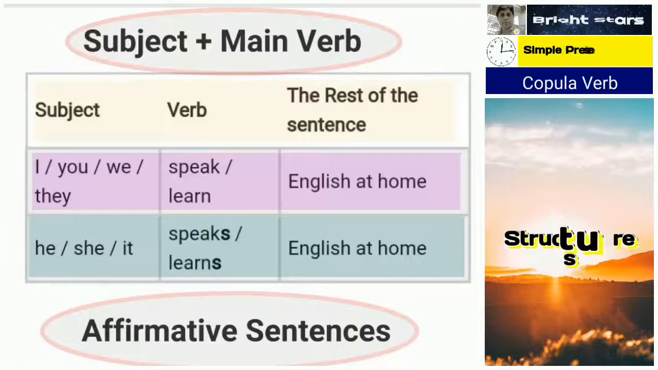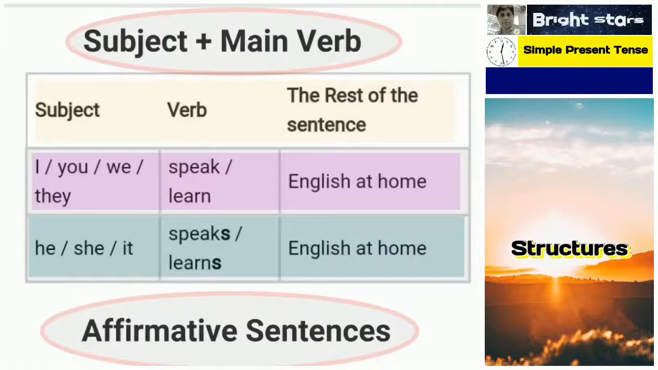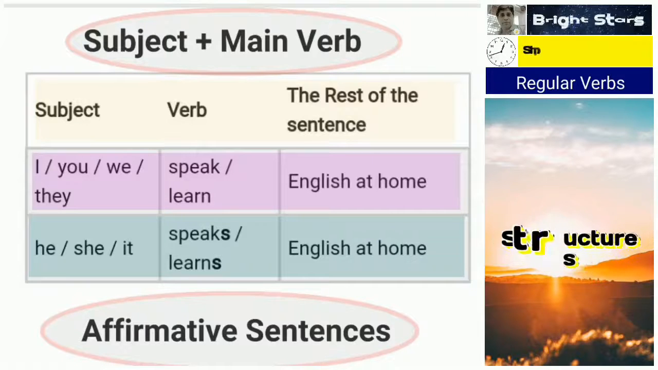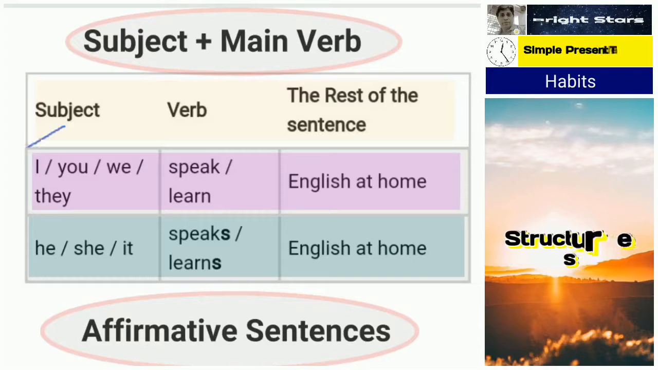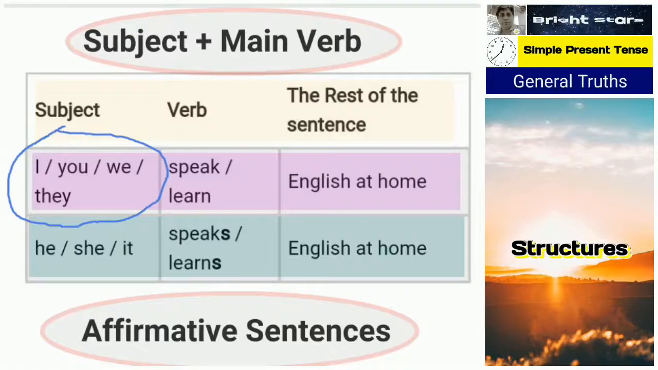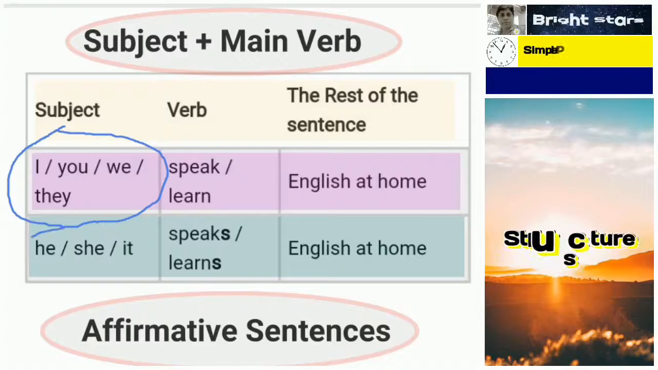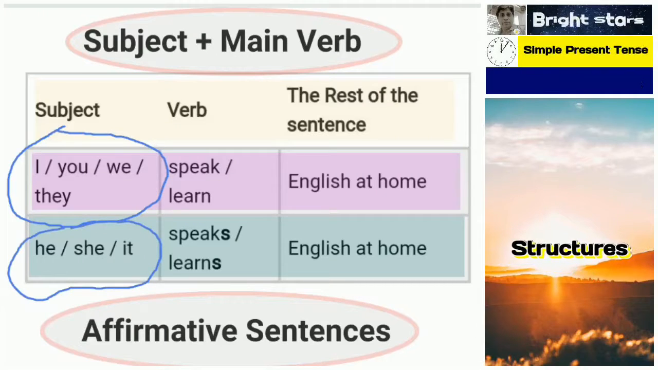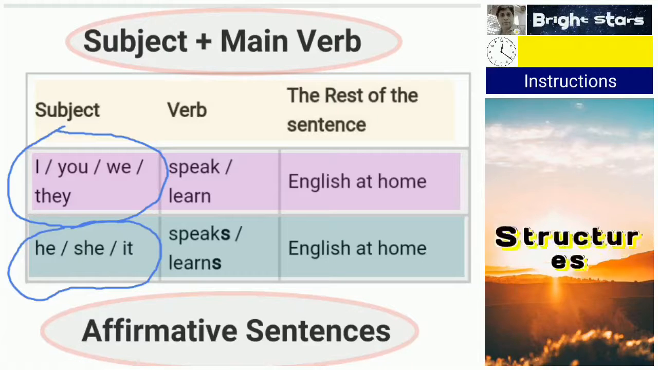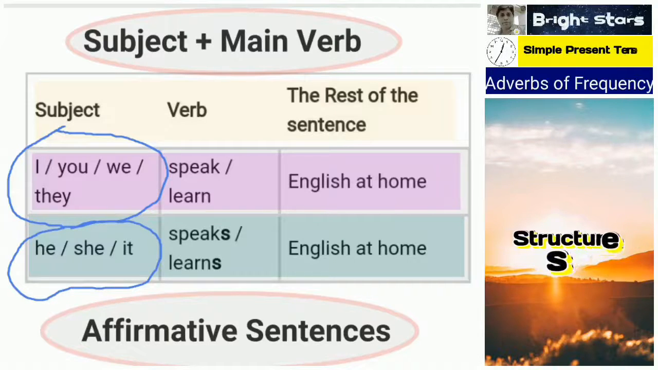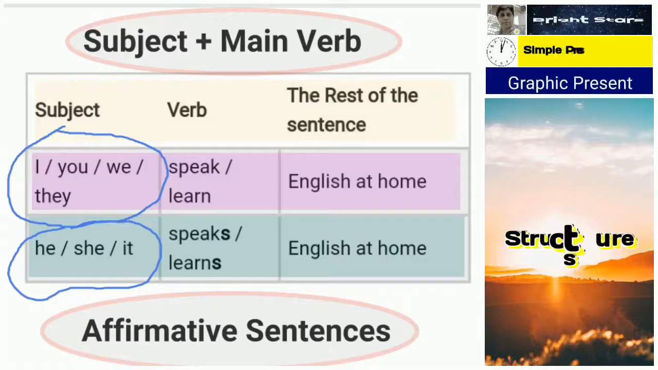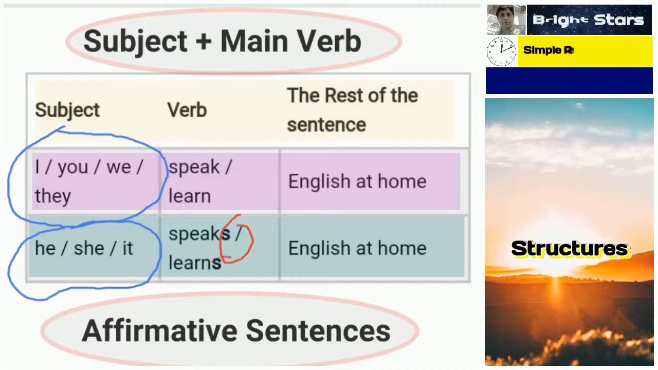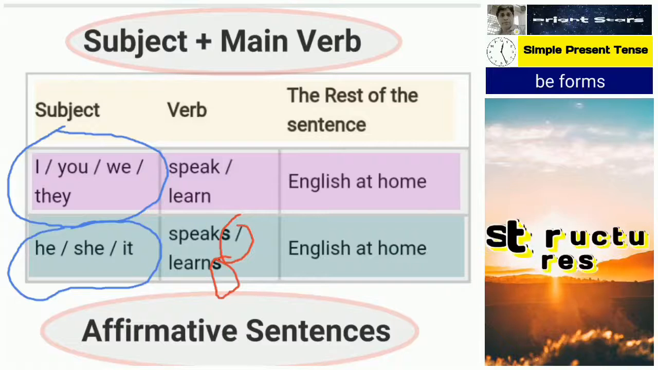From here onwards we can see some tables explaining the structure of how simple present tense sentences can be formed. Here a subject, verb, and the rest of the sentence are taken. In the first row we have taken I, you, we, they. In the second row we have taken third person singular. Only for third person singular we change. See, speak is there for all subjects and learn is there, but for third person singular only s is added. So keep this in mind.